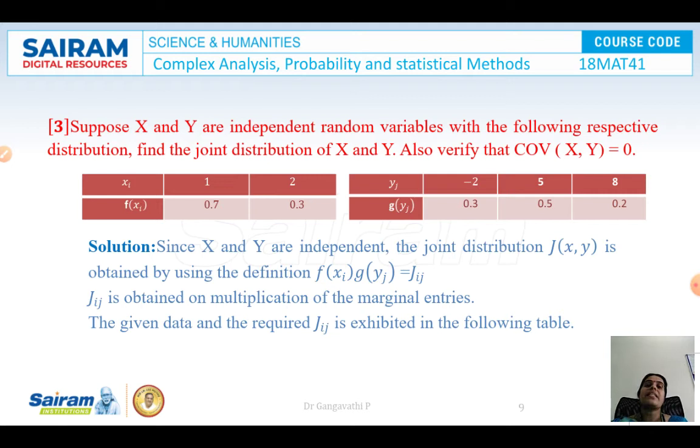So now let us see another example. Suppose x and y are independent random variables with the following respective distributions. Find the joint distribution of x and y. Also verify that the covariance of x and y is equal to 0.